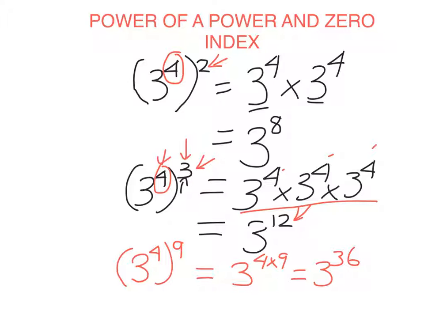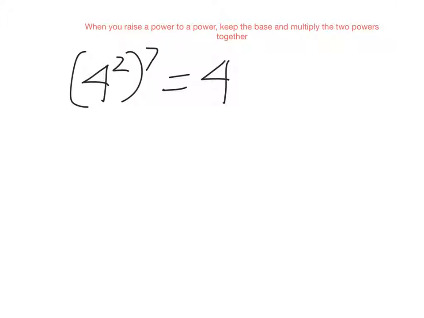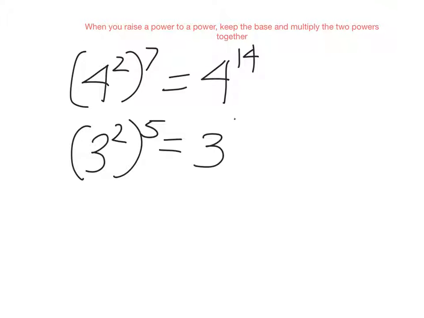Okay, so I'm just going to move to a new slide. Please copy this down if you need. So I've put the index law in words up here. So this is the third one that we've learned. When you raise a power to a power, you keep the same base and just multiply the two powers together. So when you have something like 4 squared to the power of 7, it's just 4 to the power of 2 times 7, which is 14. If you have 3 to the power of 2 raised to the power of 5, that is just 3 to the power of 2 times 5, which is 10.